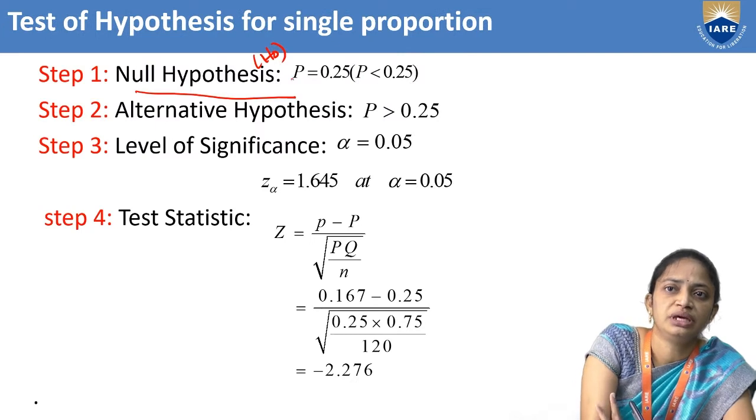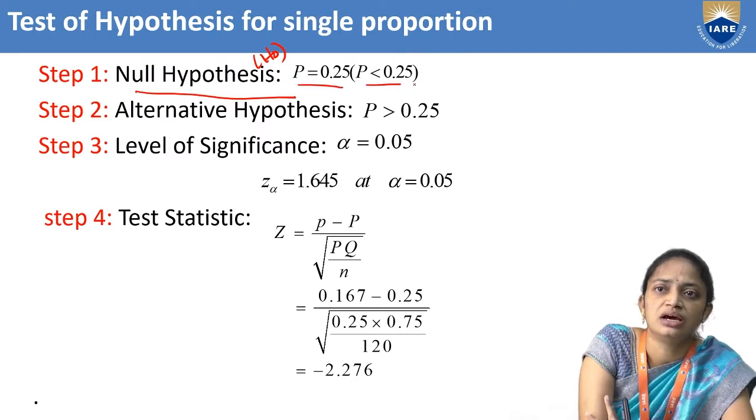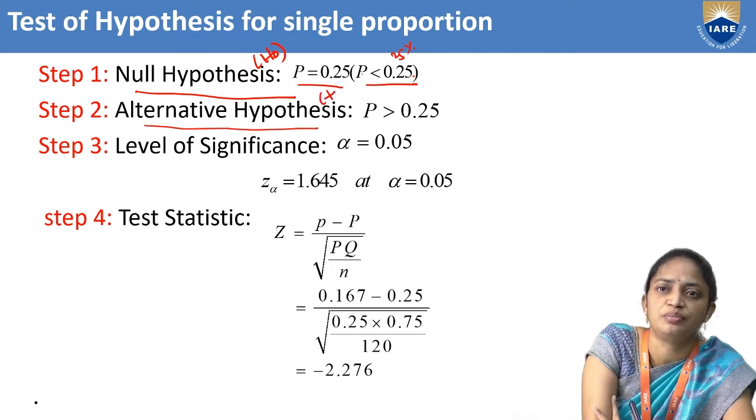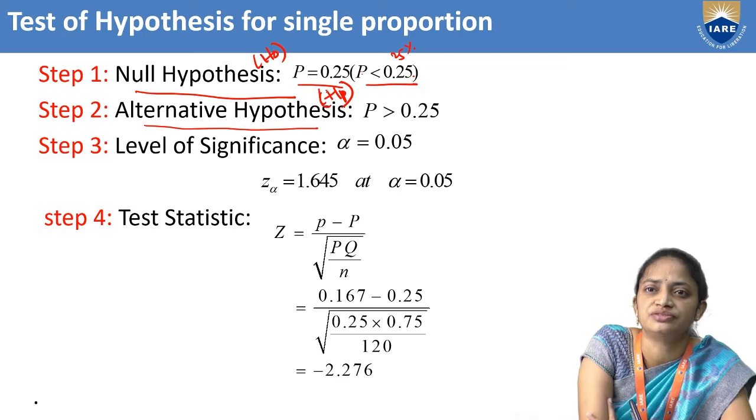That means the P value is less than, fewer than means P is less than 25%. That means P less than 0.25. Okay. And what is the alternative hypothesis? The alternative hypothesis is denoted with H1.